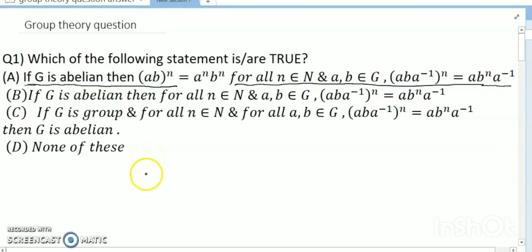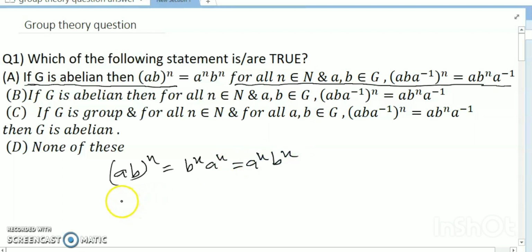So friends, you have to remember that (ab) whole to the power n is b to the power n into a to the power n. As it is an abelian group, I can write it as a to the power n b to the power n. Another is (a b a inverse) whole to the power n. So let n equal 1 for a inverse.